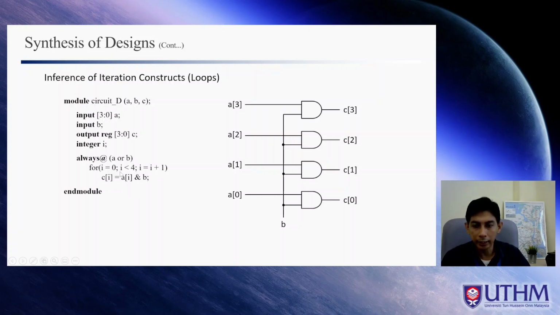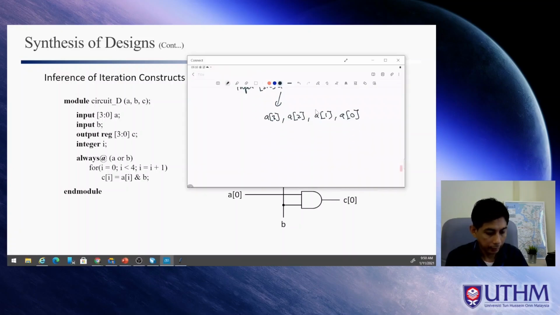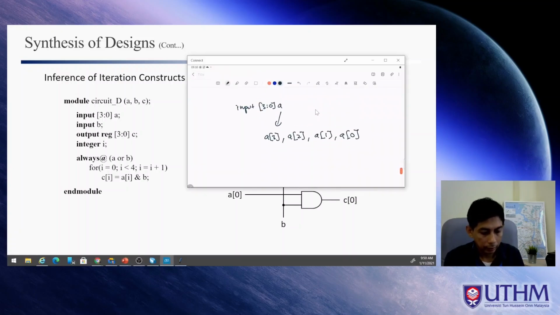So when you look at this, this for loop will be repeated a number of times depending on this condition, right? So we can unroll the loop here by doing something like this.